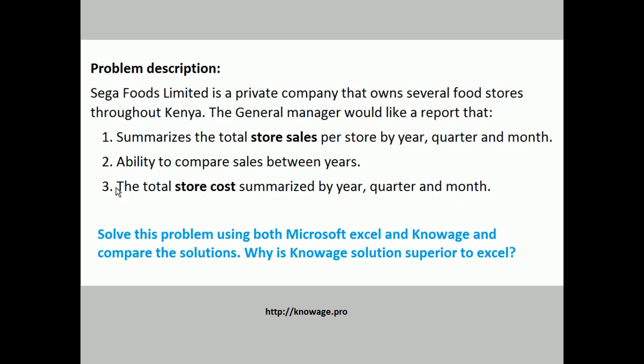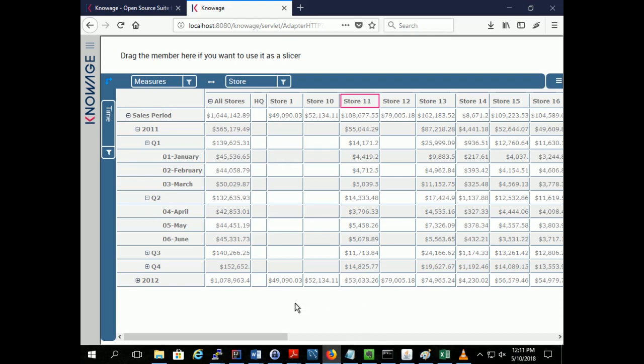So number 3, what's the total store cost? Remember, the other one was store sales. So how do we see the store cost? Again, summarized by year, quarter, and month. Now let's go to Knowage.